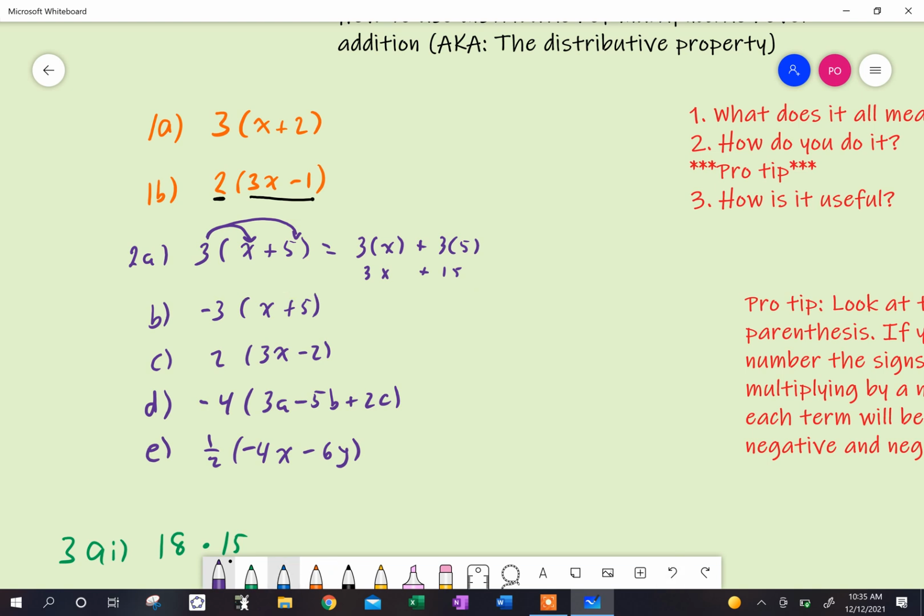The next one's going to look like this. I'm going to use this yellow here. Now I have negative 3 times x, so it becomes negative 3x plus negative 3 times 5, which is negative 3x minus 15. And I'm going to show you what I like to call my pro tip.